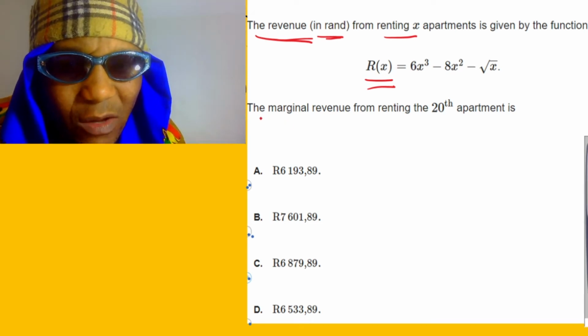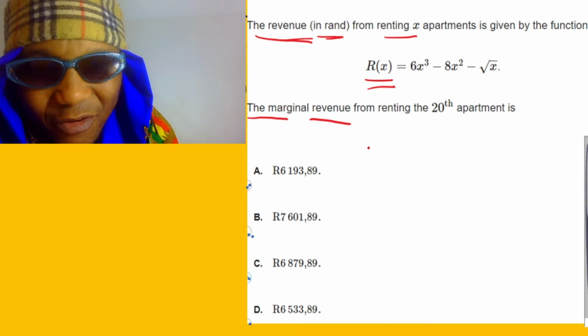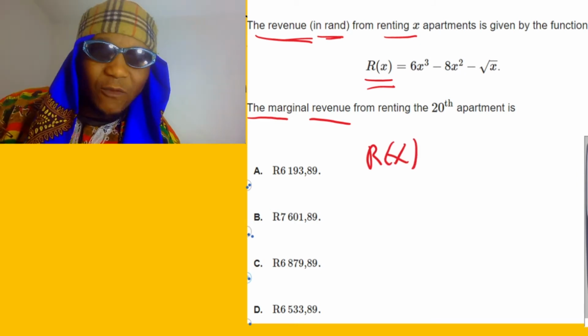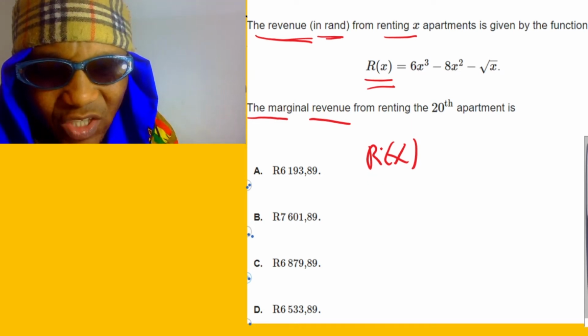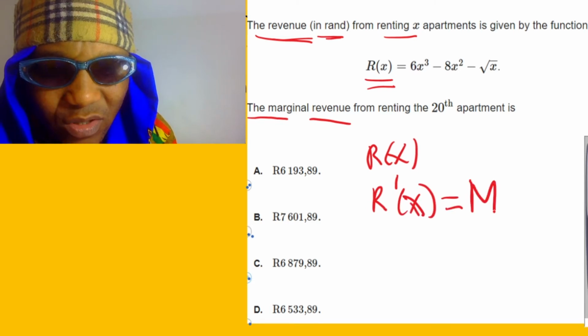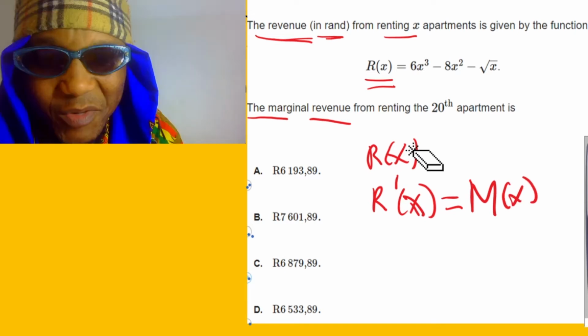Now, what do they want? They want to find the marginal revenue. So look, if you have a revenue function and you want to get the marginal function, how do you get it? It's easy, family. What you do, you differentiate. You differentiate the revenue, and then this is going to give us the marginal function. So let me show you now how we differentiate.